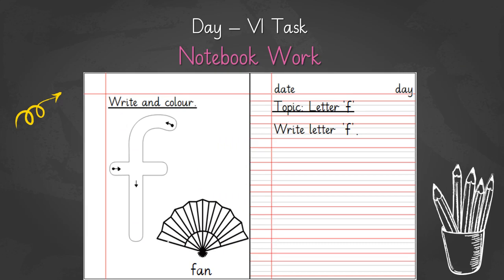You need to write F as many times as you can in the hollow letter. Don't forget to follow the arrows. And you need to color in the picture of fan, or you can make any other picture that begins with the sound. And on the second page, you need to write F by following the same directions.